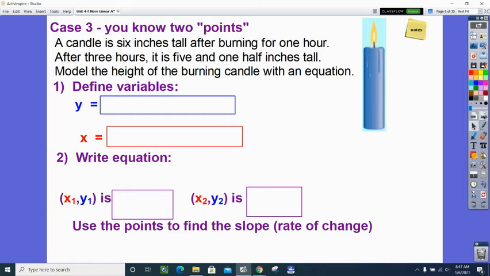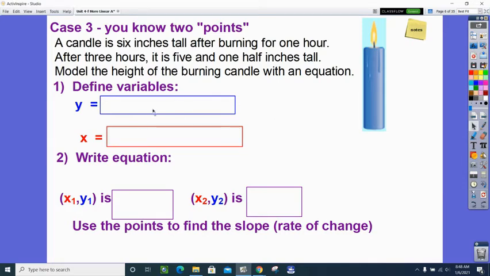A candle is 6 inches after burning for an hour, and after 3 hours, it is 5.5 inches tall. Model the height of the burning candle with an equation. 6 inches, 1 hour. 3 hours, 5.5 inches. All of those numbers have 1 unit. There's no inches per hour, nothing like that happening here. So you're missing the slope. So in this particular case, we do need to start by defining our variables.